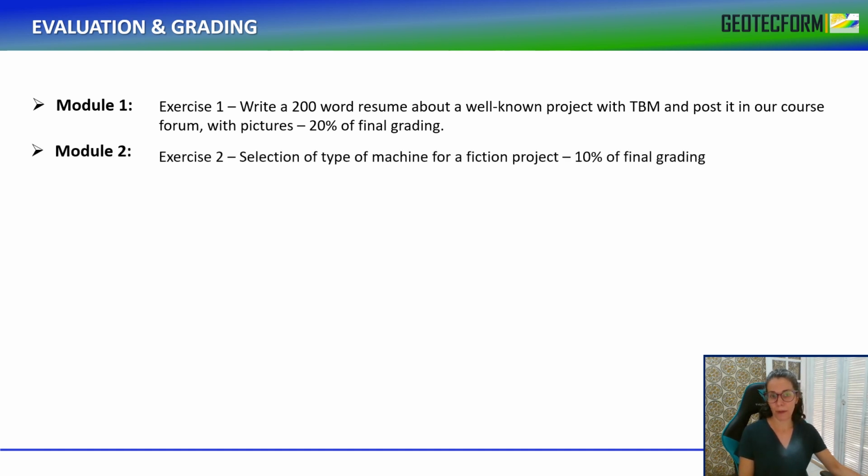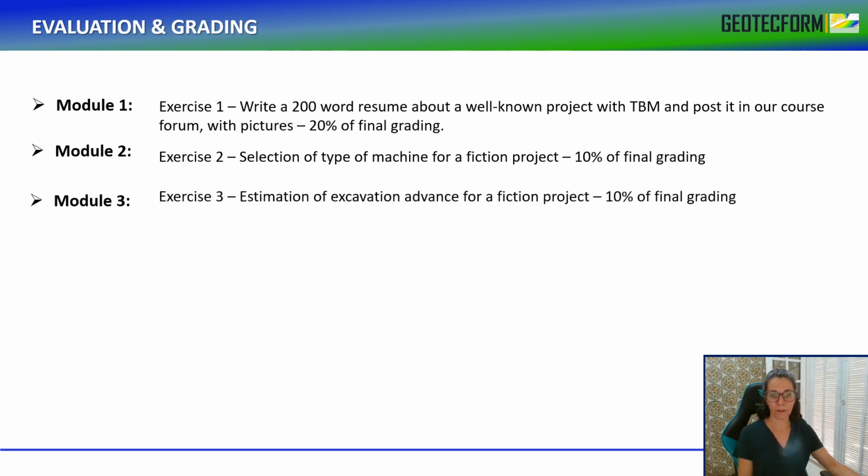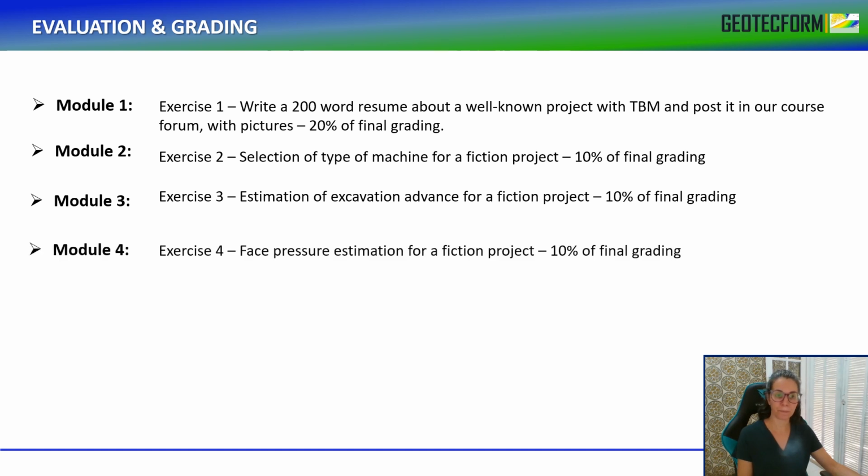In every module from module 2 until the end, we're going to do a little part of a final project. We're going to have a fictional project, a project that does not exist, and we're going to go through the entire process. The first part is to select the correct machine for this project. Then we're going to do some estimation of the excavation advance for the project, so how long it should take to complete it.